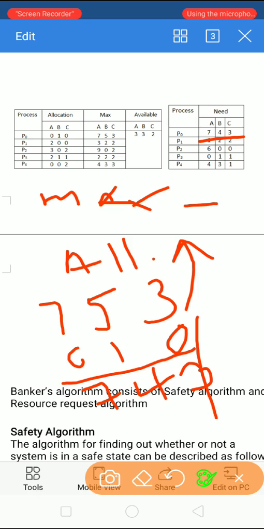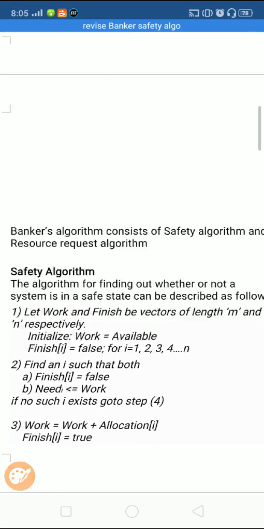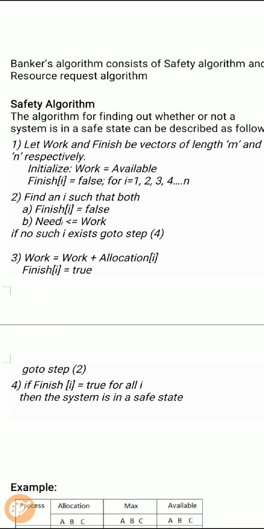Now we are going to discuss the safety algorithm. In the safety algorithm we check whether the need of the processes is less than or equal to available, which is similar to our previous video in which we had discussed the resource allocation graph. So the need of the process has to be less than or equal to available, then only that resource will be granted to the particular process that needs it.